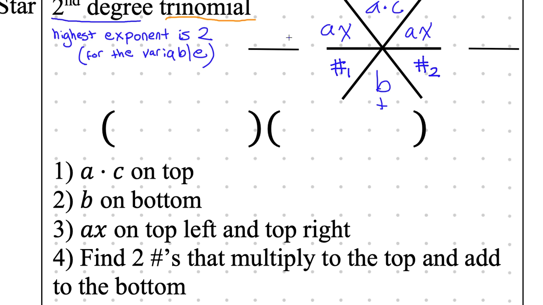And then once you have the fractions reduced, again, it's going to be something along the line of ax plus number, we'll call it the first number, and then ax plus the second number. And this might be a little bit confusing notation, but I think an example will help us quite a bit.